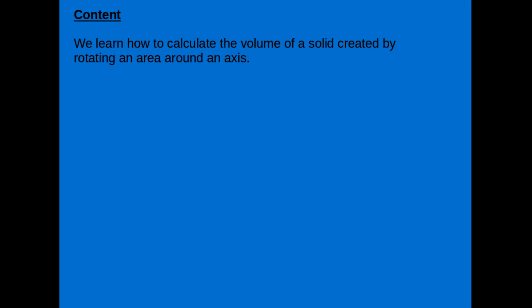So we're going to learn how to calculate the volume of a solid created by rotating an area, so that would be a 2D space, an area around an axis. In today's examples, we're always rotating around the x-axis.